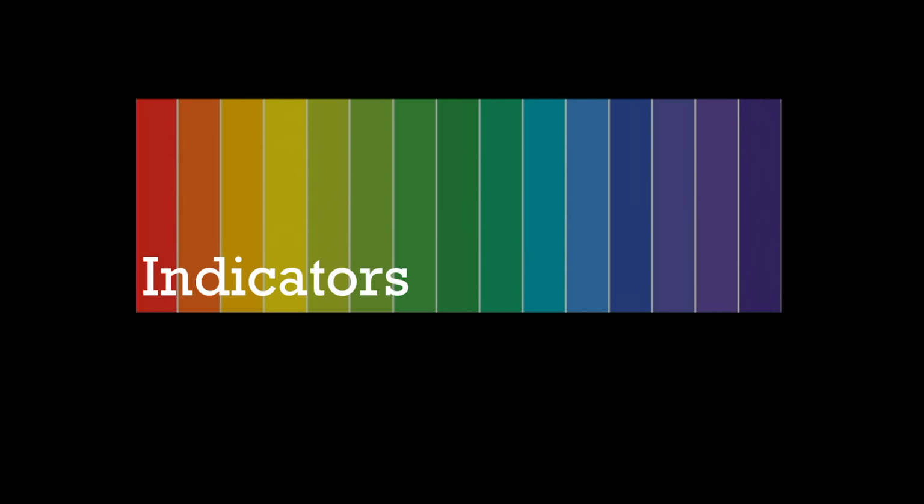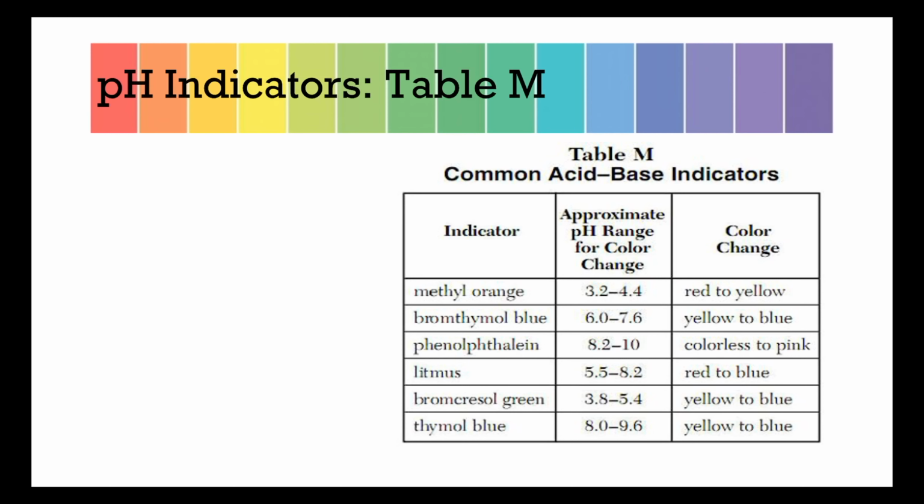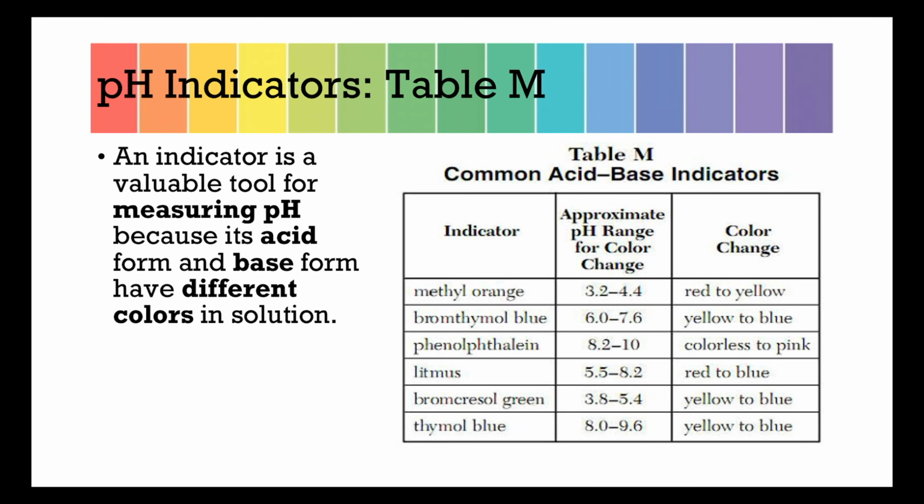Yesterday we talked about the pH scale, and now if you want to determine what a pH is, indicators can help with that. So Table M on your reference table has all the indicators that you need to know, and we're going to talk about how to use this table. An indicator is a valuable tool for measuring pH because when it's in an acid, it's one color, and when it's in a base, it's a different color. Based on these color changes, and we kind of alluded to this in the first or second lesson of this unit, this can help with pHs.